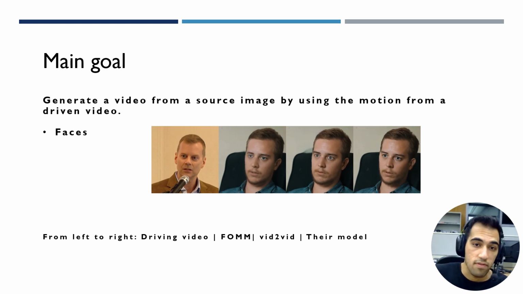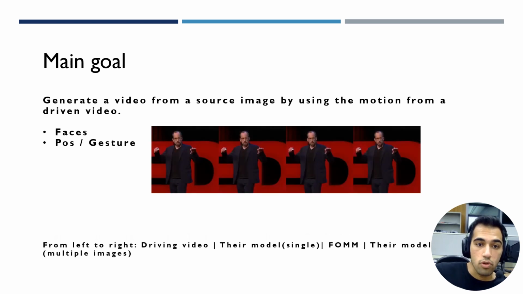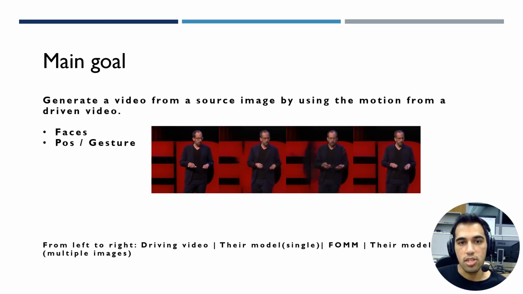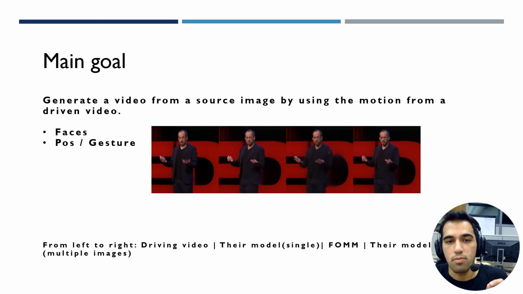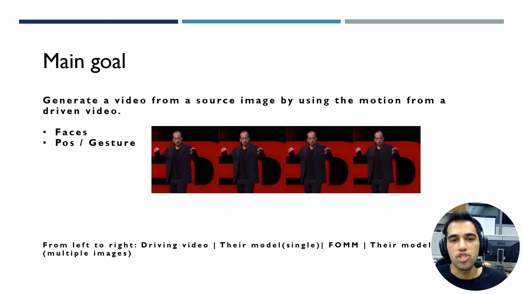And it's not just about the faces, it's also for pose and gesture as well, where the source image and the driven video are both from the same identity, but they're generated from a single or multiple images. And the results from left to right are the driven video and their model, but they just used one single source image. And the second one is the first order motion model, and the last one is their own results.